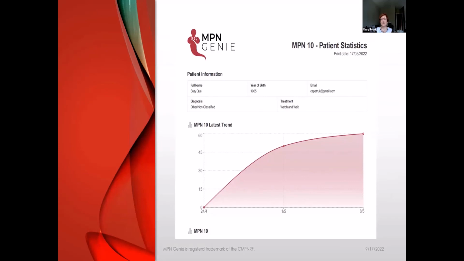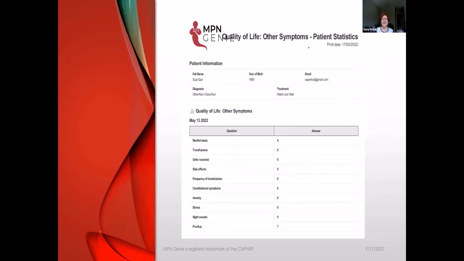Again, this is the PDF of what the doctor will see, and it shows over time. They can choose the time. They can choose the MPN 10 prognostic scoring indicator individually. They can choose that to see the trend or the longitudinal data holistically or by prognostic scoring indicator. Next slide, please. And this is a PDF version of the qualitative answers that you provide in the quality of life, other symptoms area of the app. Next slide.